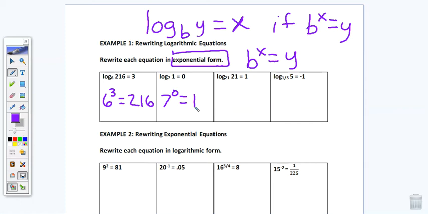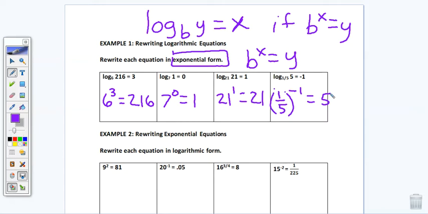Who's got this one? That's true. Somebody in this row. 1/5 to the -1 equals 5. I agree. You guys understand how to take a logarithmic function and turn it into an exponential function?